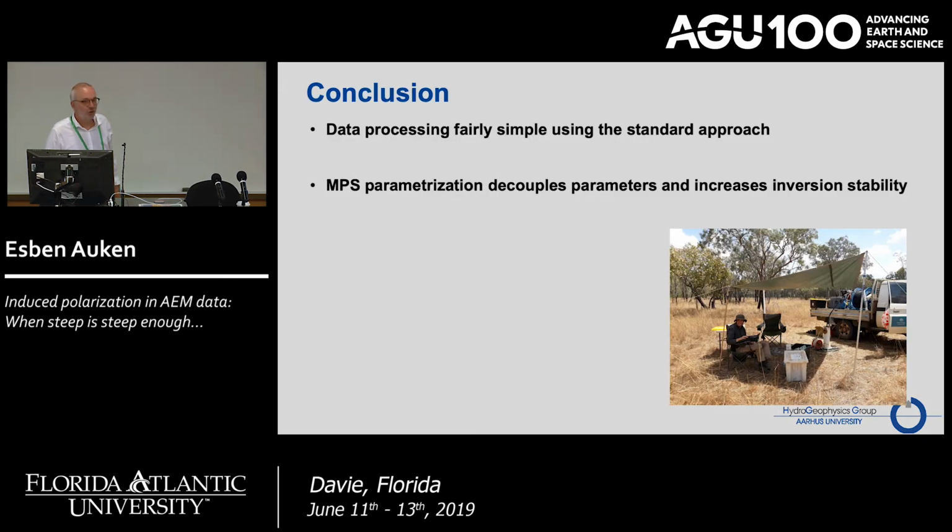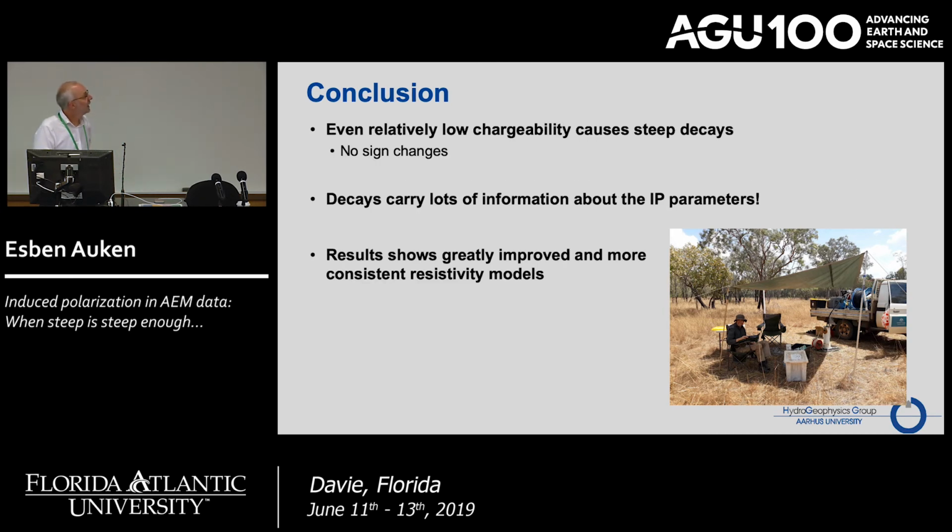These are just maps. They show the same conclusion. So what we have been working on and trying to develop in this case is a data processing approach which is fairly simple, and we use kind of standard approaches. The MPS parameterization decouples parameters, and we have shown that both theoretically and also in practice in this work, and it increases the inversion stability. And stability means both that when there is polarization in the data, it's accounted for, and when there's no polarization, the parameters don't wander off and do something we don't like because there is very little information about them.